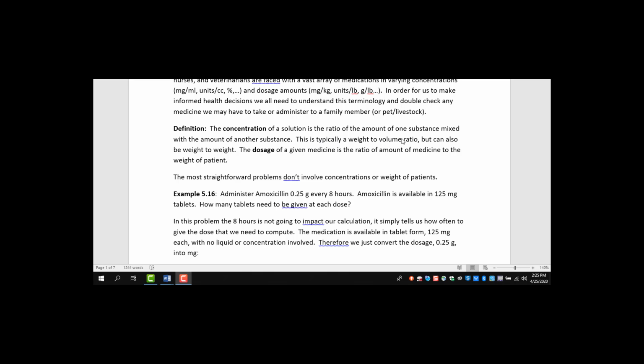Typically, it's weight to volume. In other words, a pound of salt to a gallon of water. That would be weight to volume. But it could also be weight to weight. Dosage of a given medicine is the ratio of the amount of the medicine to the weight of the patient. The most straightforward problems don't involve concentrations or weight of patients.